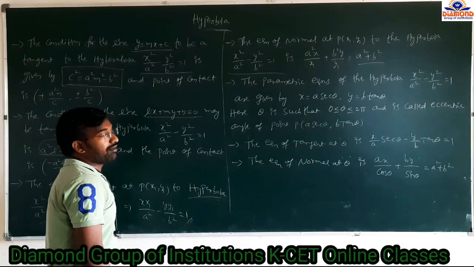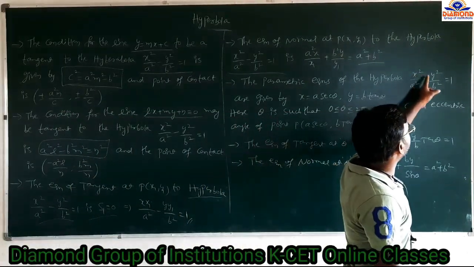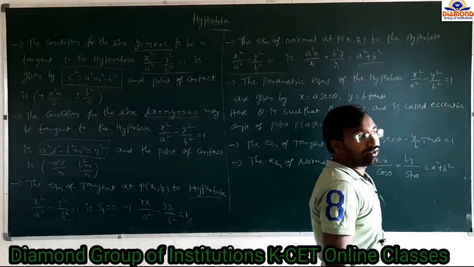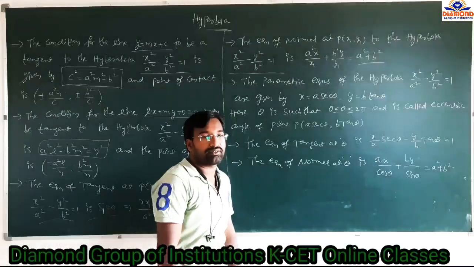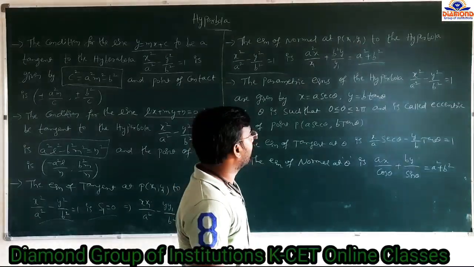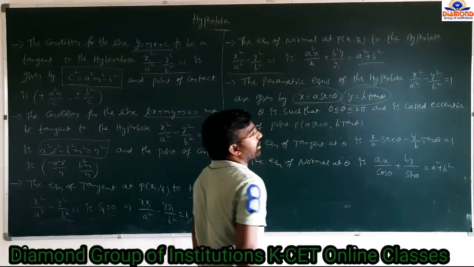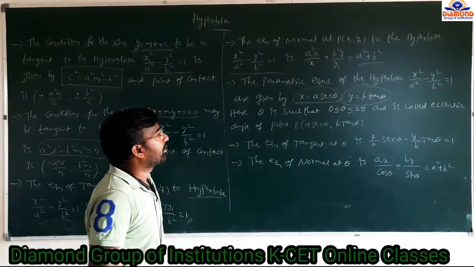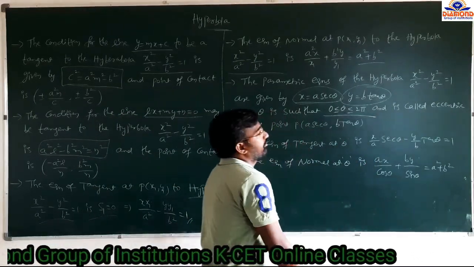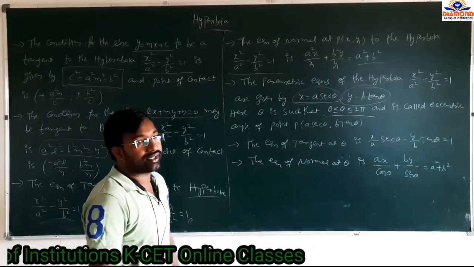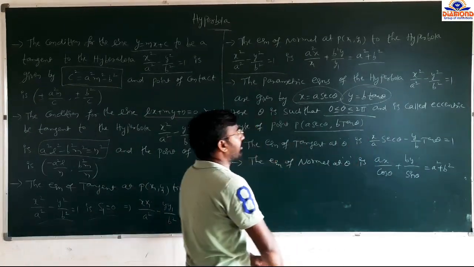Next, the parametric equations. In the place of x, you can substitute a secant theta. In the place of y, substitute b tan theta. If you substitute those values, you get secant square theta minus tan square theta equal to 1. That is the identity. That x equal to a secant theta, y equal to b tan theta are called parametric equations of the hyperbola. Here theta lies between 0 to 2 pi, and theta is called the eccentric angle of the point P a secant theta comma b tan theta.